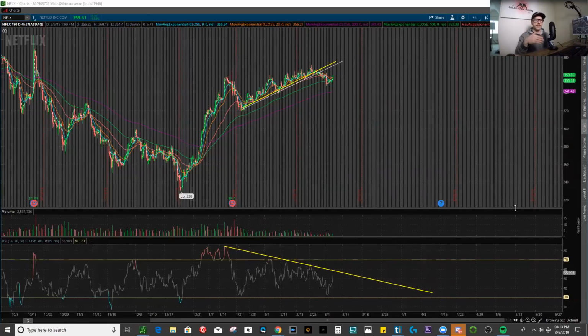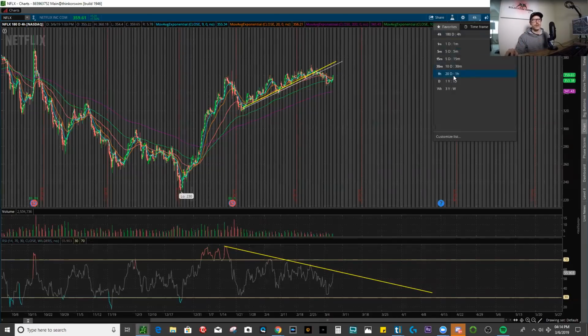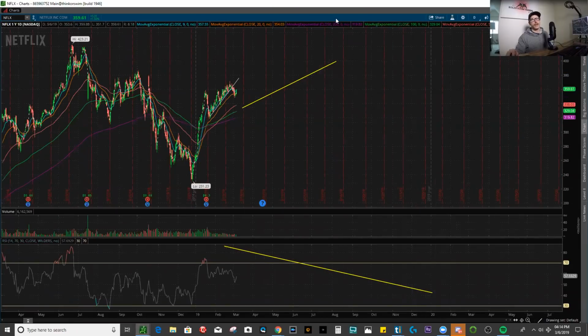Now let's take a look back at the yearly chart. Let's go to the yearly chart. Why could this possibly, right? So now I want to talk a little bit more about the RSI. Now you're thinking, okay, there's a bearish divergence. This is what I'm going to look for when I'm trading stocks.